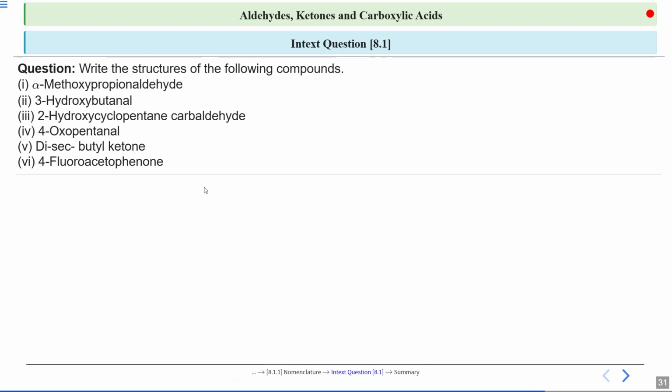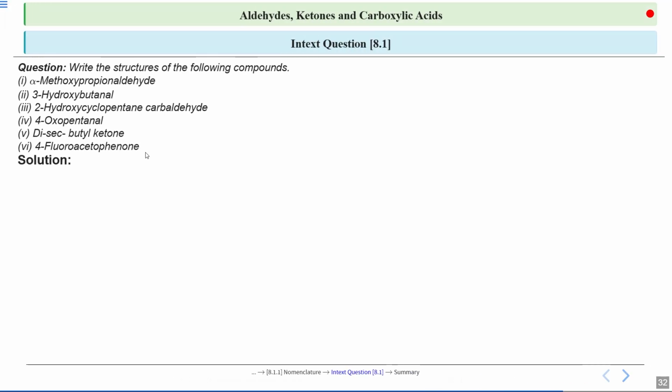Now there is one in-text question that we will solve. We will solve the A part of this question, and the next questions you will try by yourself. You have to write the structures of the following compounds. Let's see the first compound. First is alpha-methoxypropanaldehyde. This is given to you. You have to write the structure.